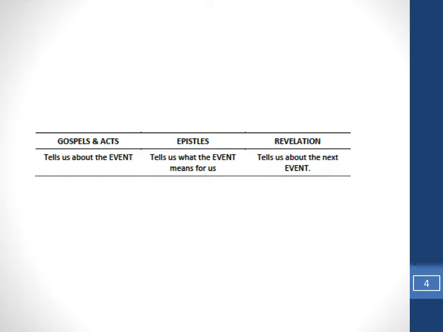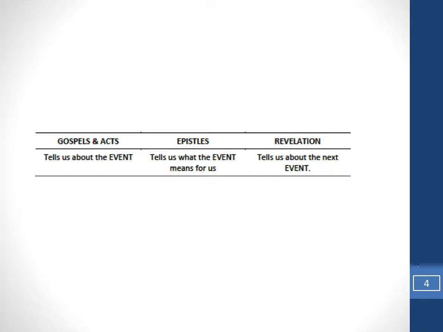We said that one way to look at the New Testament organization is the Gospels and Acts are records about the event. The epistles are letters and discussion about what the event meant. And Revelation tells us about the next event. Okay, so there's an element of timing in that.